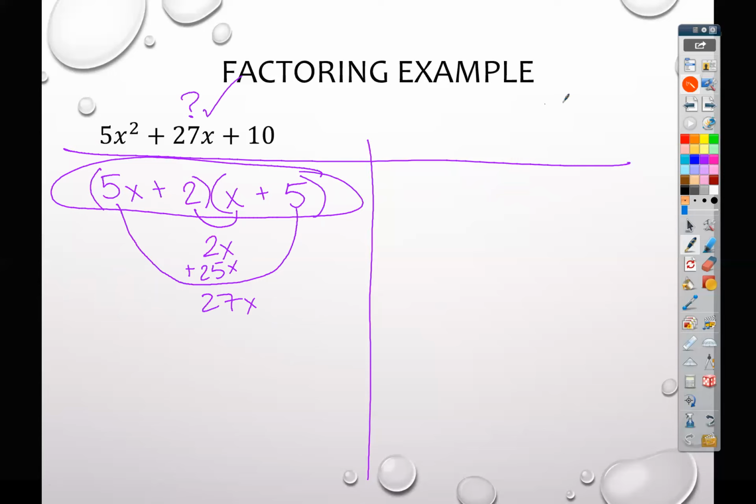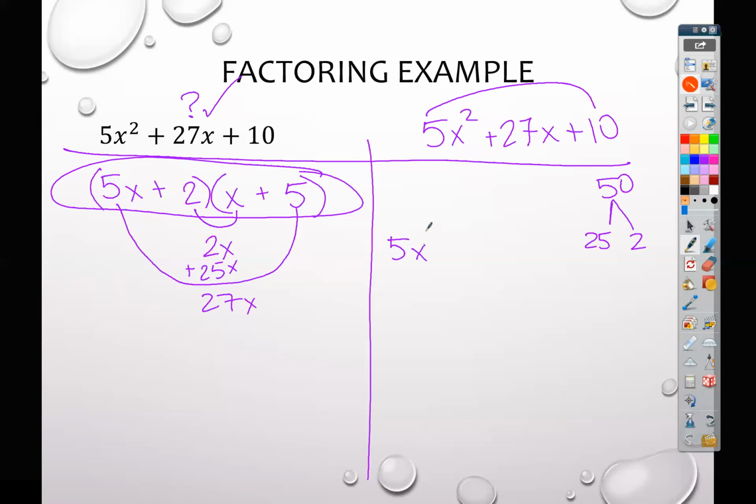All right, to factor by grouping, which a lot of people find takes longer, but it's actually easier in the long run. Okay, so I'm going to write this again: 5x squared plus 27x plus 10. You multiply the 5 and the 10. Okay, so you say 50. So what are factors of 50 that would give you 27? 25 and 2. So you go ahead and you replace the 27x with the 25x and a 2x.